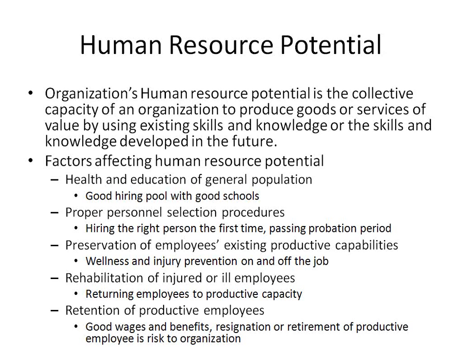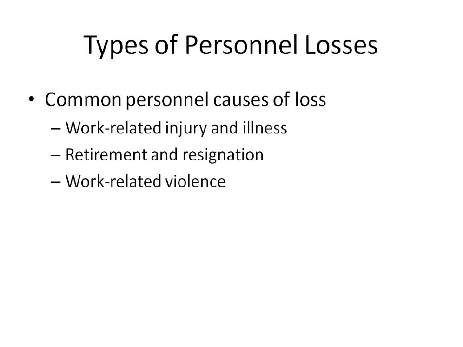And so that's where good wages and benefits come in, and then the idea that resignation or retirement of a productive employee is a risk to an organization. When we talk about resignation, that means people leave to go to a competitor, or they form their own company, and that can be part of it as well. As well as retirement, that's where succession planning, and we'll talk more about that, really comes into play with some of the examples.